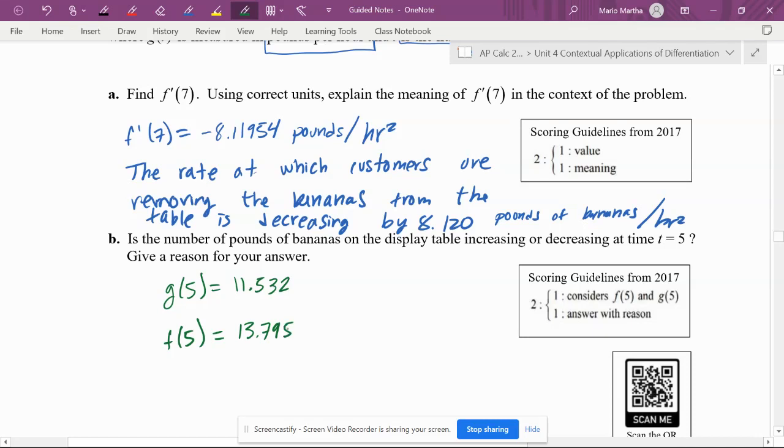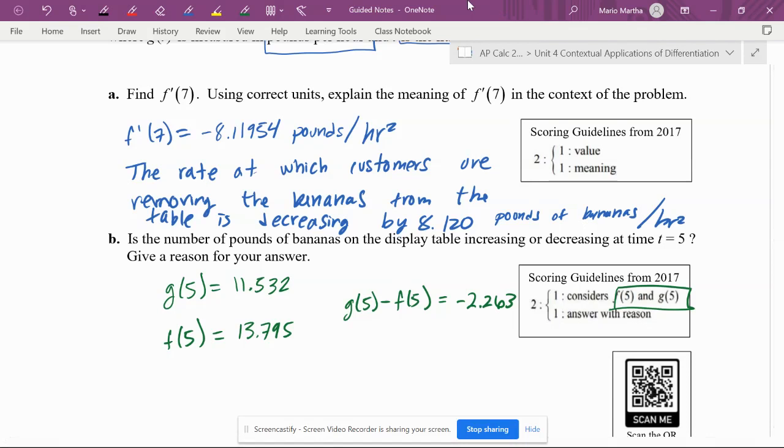All right. So consider f of 5 and g of 5, right? So how fast is it increasing or decreasing? So we just have to subtract both of these, so that we say g of 5 minus f of 5. If it's increasing, this number is going to be positive. If it's decreasing, meaning they're taking away more bananas than they're adding, then the number should be negative. So g of 5 minus f of 5, if you guys subtract those two, we get negative 2.263.